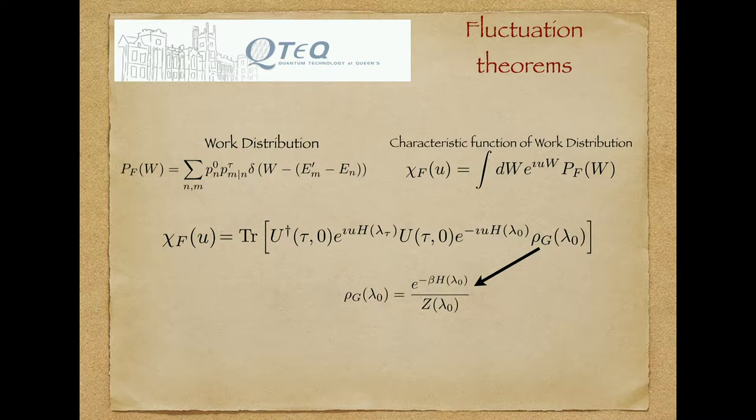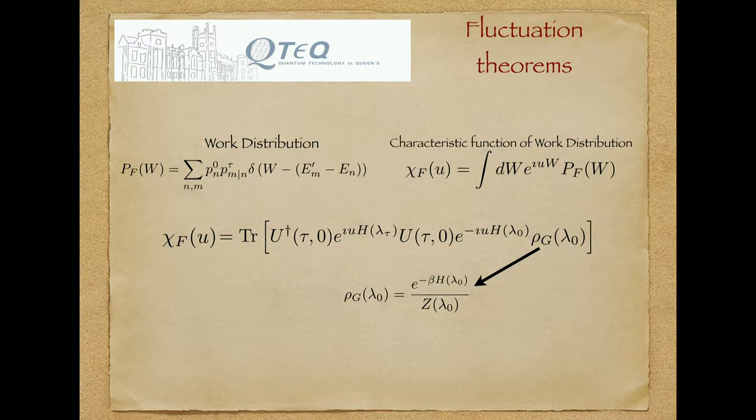And lambda is the, in general, time-dependent parameter that I change when I want to perform work on the system itself. The way I'm changing lambda is completely arbitrary. I'm not setting any constraint on that. I'm simply changing it from a value lambda naught to a value lambda tau, in an arbitrary fashion. u is the conjugate variable to work that enters into my characteristic function.